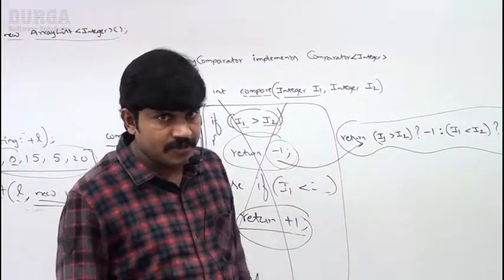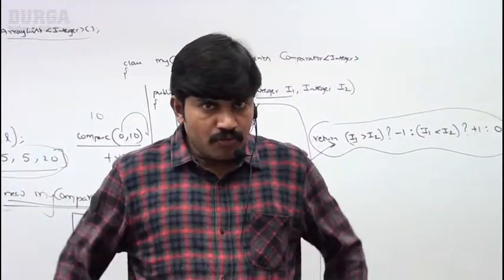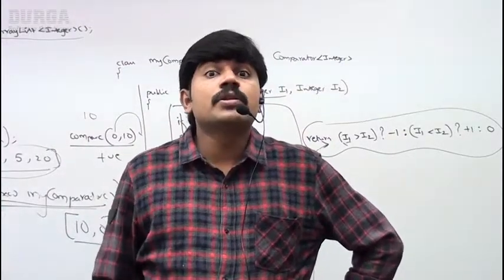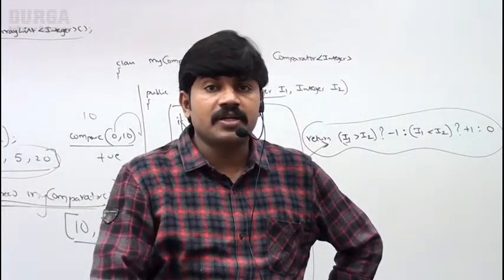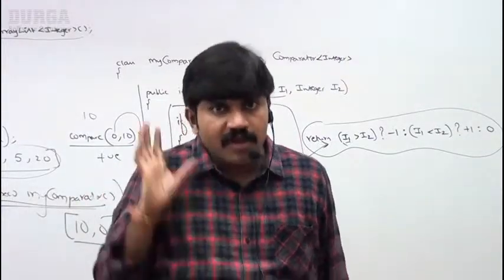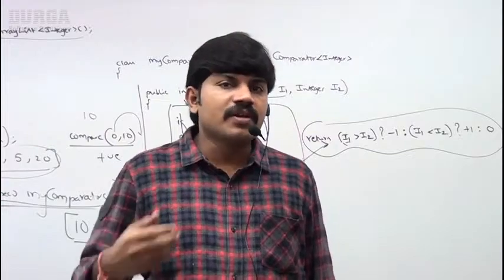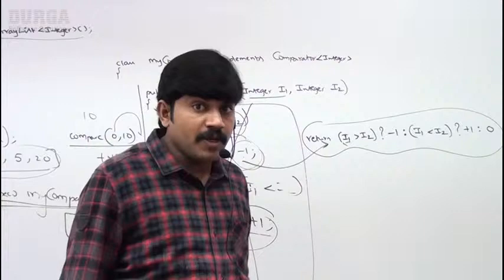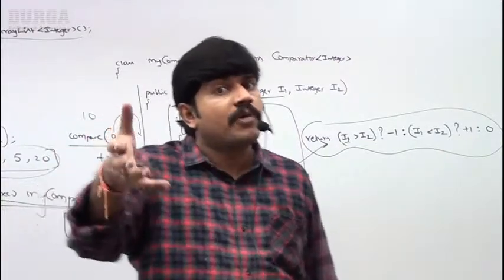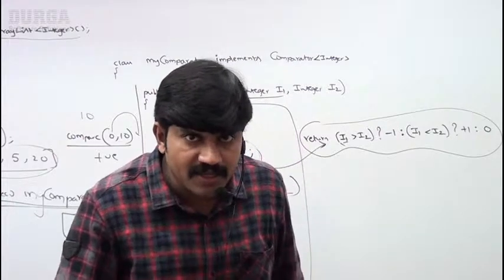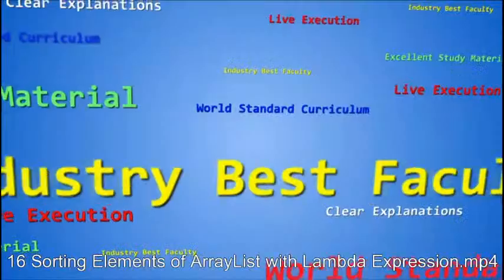Any doubt up to this? Are you able to understand how to apply sorting for the ArrayList without lambda expressions, only with the comparator concept? If you feel comfortable, now I will remove this functional interface implementation and replace it with lambda expressions. Now the power you are going to get, sir, that part I will discuss. Up to this it is clear, right? Okay, that's all.